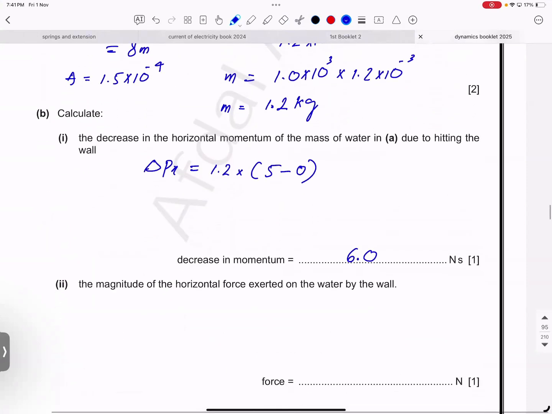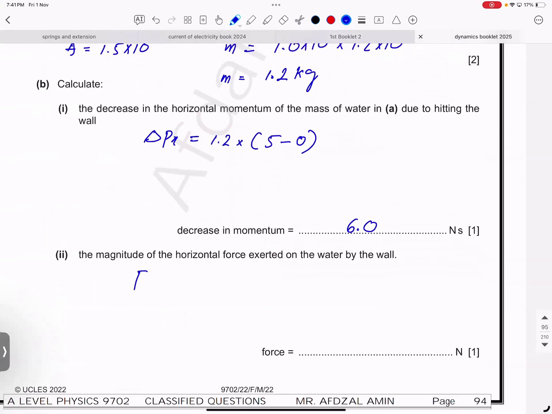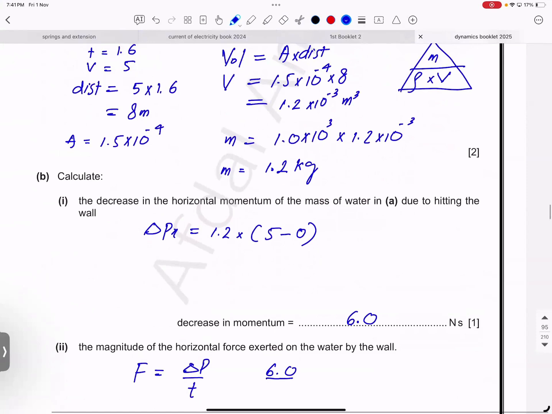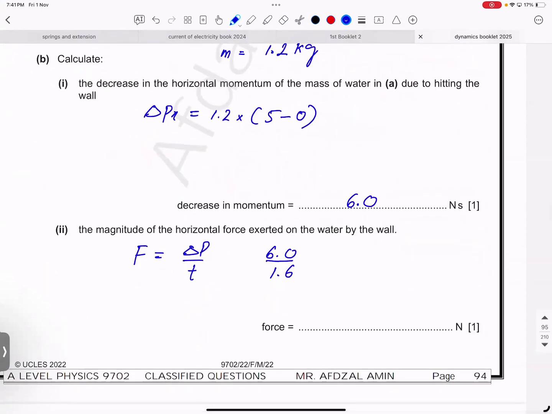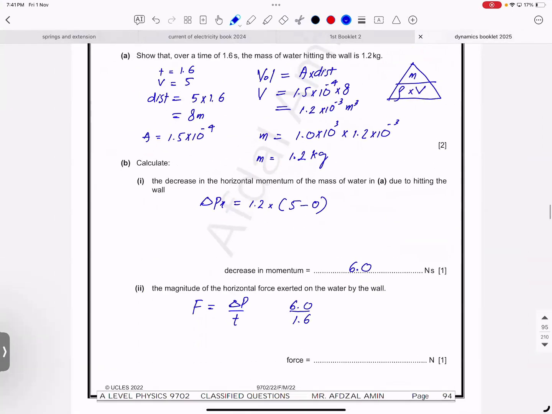Good boy, my dear. The magnitude of horizontal force. Force is change in momentum over time. So 6.0 over 1.6, which is 3.75.